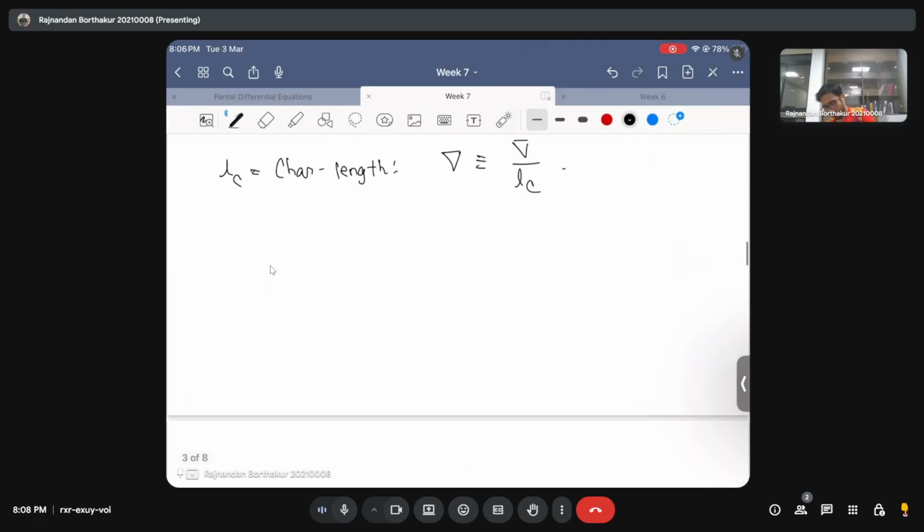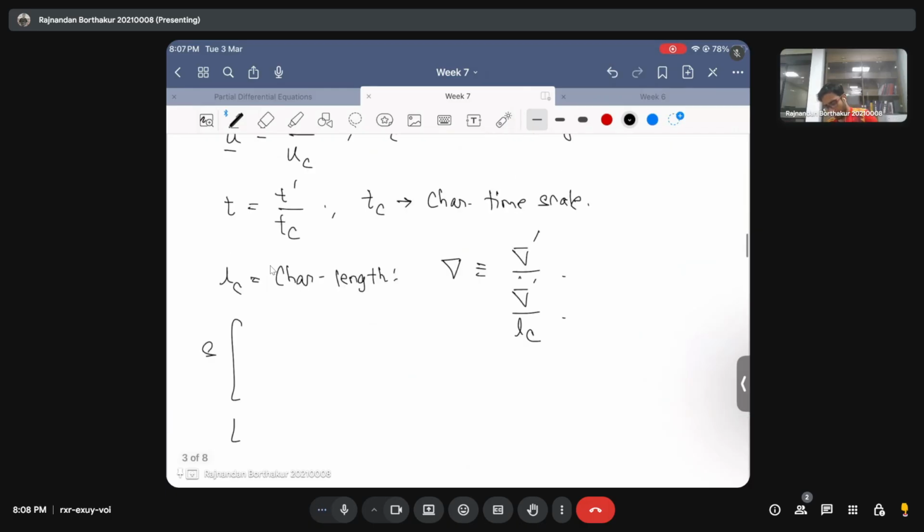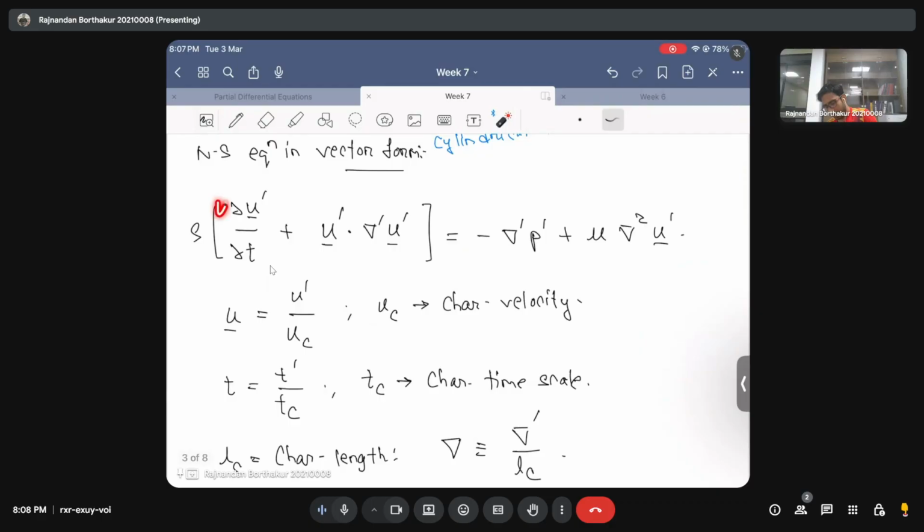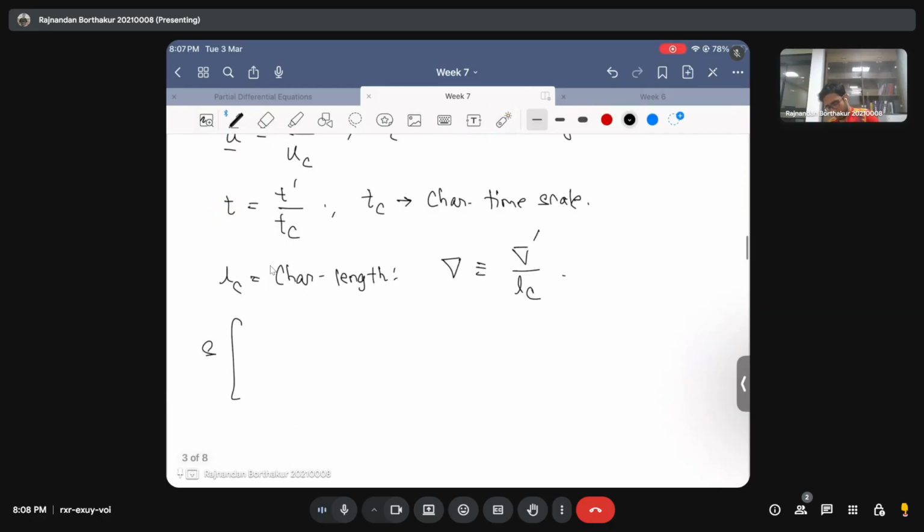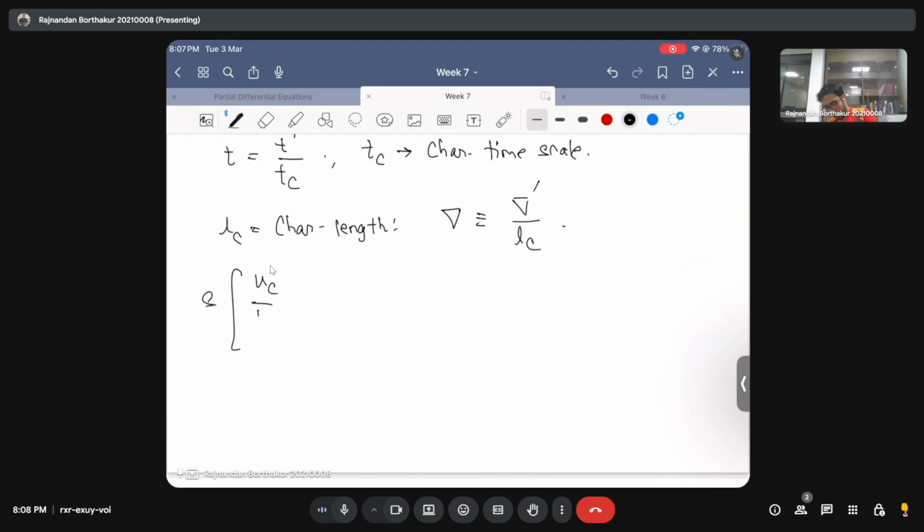So then this becomes equal to what? So this becomes equal to rho times uc. So rho I'll take it outside maybe. From here I'll get uc by tc. Okay. So it's going to be uc by tc times del u by del t, plus from the second term I'll get uc squared by lc times u dot grad u.